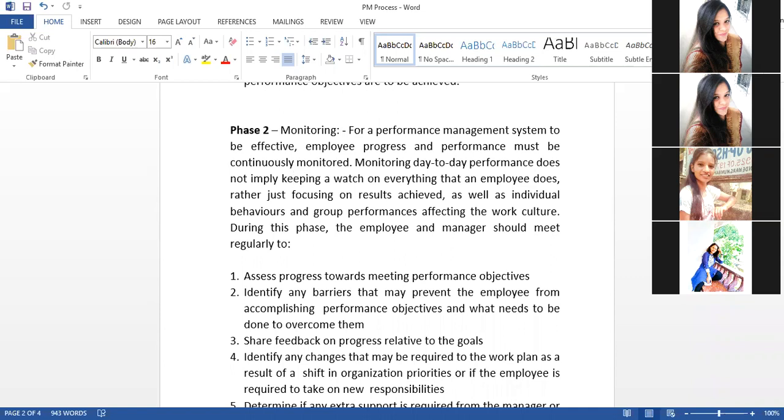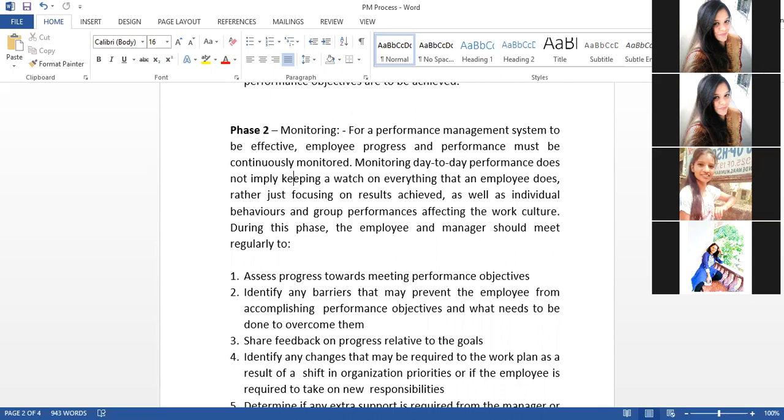Let us first understand the meaning of monitoring. Here, in case of performance management, students, monitoring does not mean supervising. Monitoring means checking the performance of the employee, whether it is going in line and in the proper direction or not. The managers should always try to be involved instead of just keeping a watch.